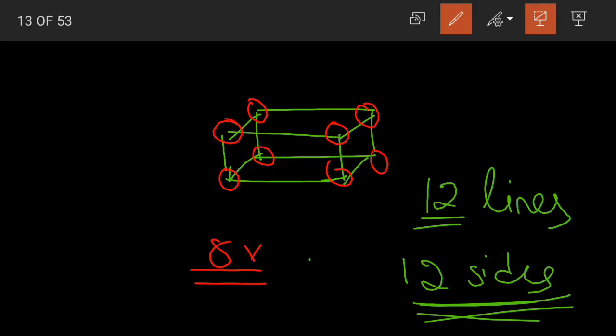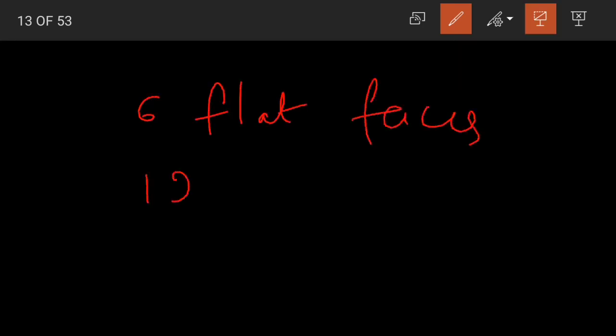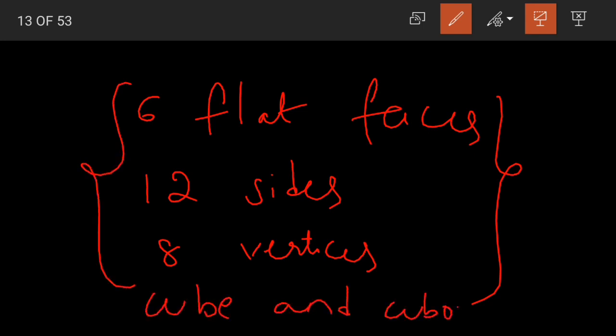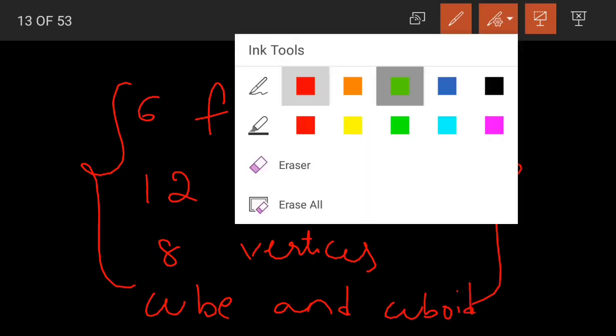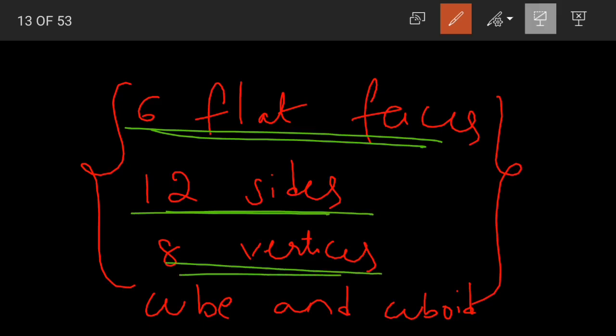So what is it? If you know the properties of a cube, what does a cube have? 6 flat faces, 12 sides, and 8 vertices. These are the same for both our cube and cuboid. Both cube and cuboid share the same properties: they have 6 flat faces, 12 sides, and 8 vertices.